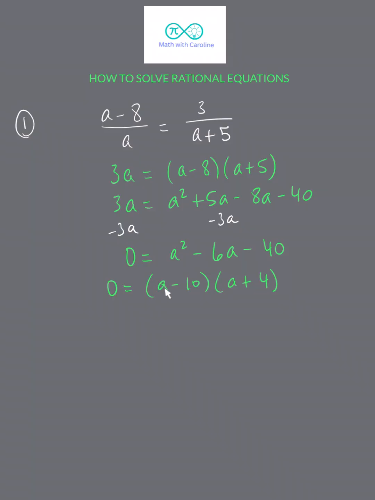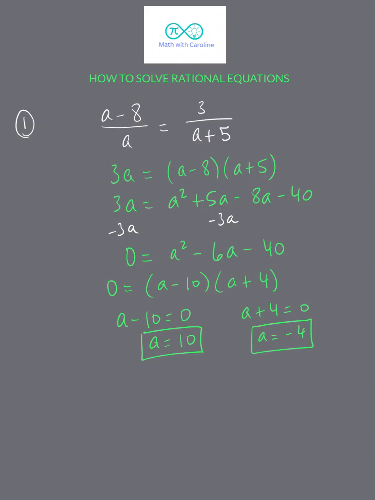You can see, just to check this, that this would be a squared and then plus 4a minus 10a. That will give us our minus 6a. And negative 10 times positive 4 is negative 40. Now that we have it in factored form, set equal to 0, we can set each factor equal to 0 and solve. So we can set a minus 10 equal to 0 and a plus 4 equal to 0. Add 10 to both sides, then a equals 10. Subtract 4 on both sides, then a equals negative 4.